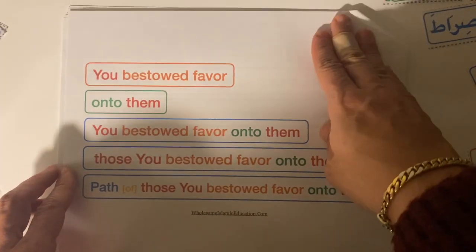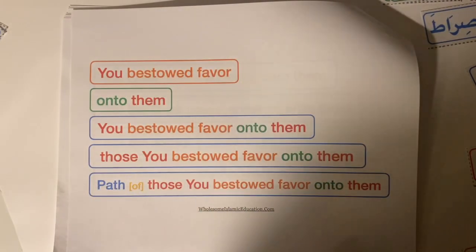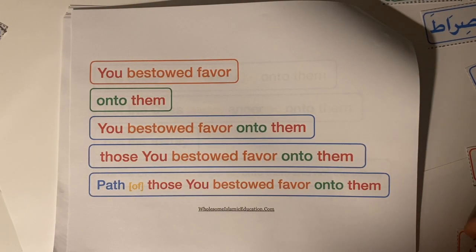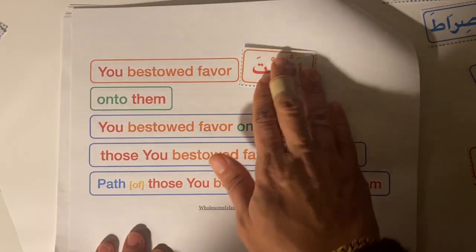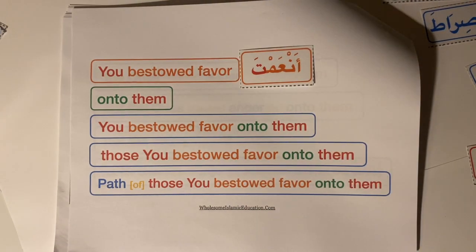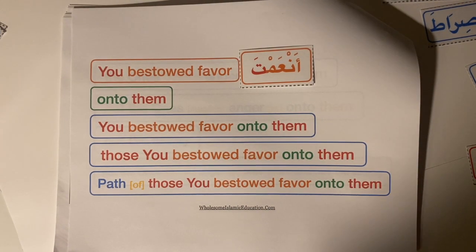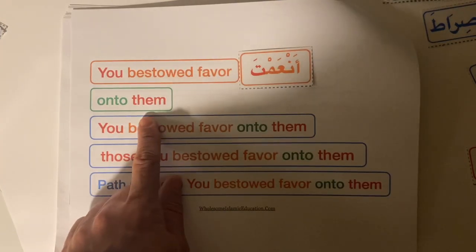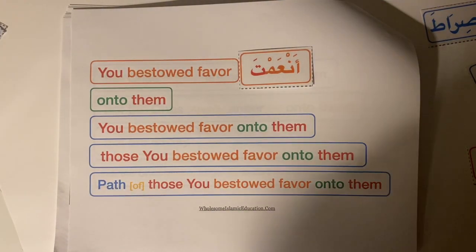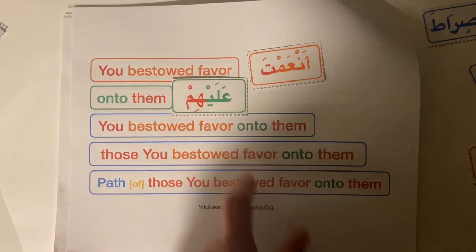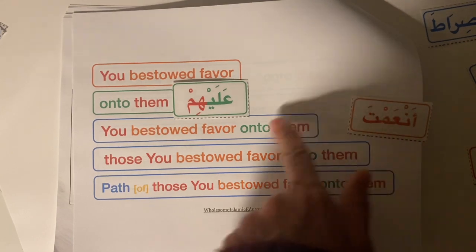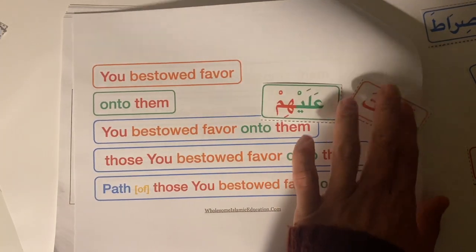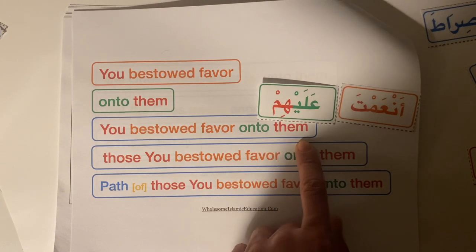Move on to you bestowed favor. That is actually the only word left that has orange and red at this point, an'amta. So this is, of course, the last ayah, صراط الذين أنعمت عليهم غير المغضوب عليهم ولا الضالين. Okay, then on to them. Again, we only have one word with green and red together. That's عليهم. You bestowed favor, أنعمت, onto them, عليهم. Okay, so we have أنعمت عليهم, you bestowed favor onto them.